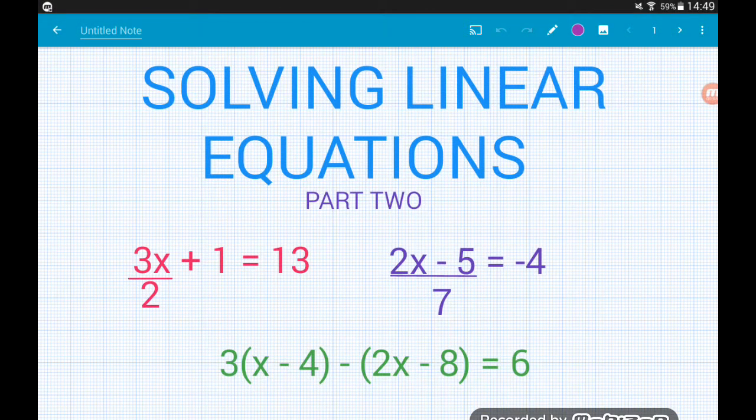So if you haven't checked out part 1 yet, I'd go back and check that out first and then come back and play with this one, because we're dealing with slightly trickier equations here, mostly ones containing either fractions or brackets, or even brackets and fractions. Okay, so let's get cracking.